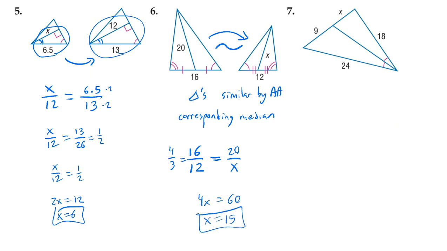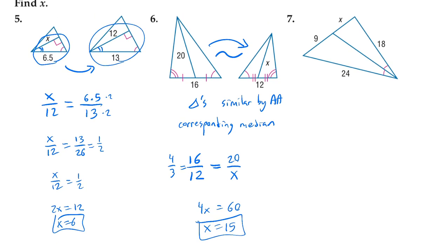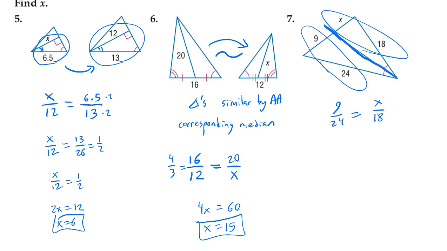Okay, and on the right, we get that funky little theorem, that funky one. We got angle bisector here, cuts this other side, and so these are proportional. That's it. It's a funny little thing. We only use it in this circumstance. So let's go 9 is to 24 as x is to 18. I should have done that the other way so I could simplify better.